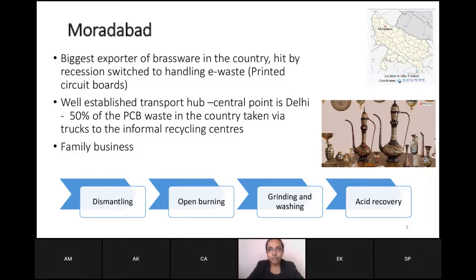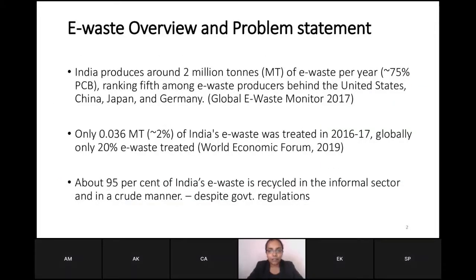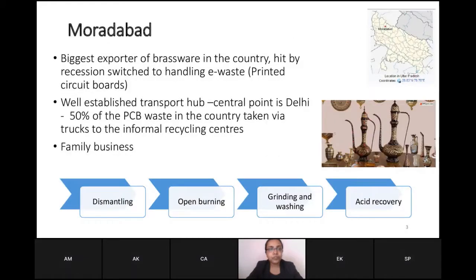It's all happening near urban areas. I'm giving you an example of Moradabad, a town near Delhi, which used to be the biggest exporter of brassware. They are experts in metallurgy and handling metals. Now, because of recession, they can't make a business with these metals, so they have switched to recycling e-waste. Most of this e-waste can be plastics and other things, but 75% of it is printed circuit boards. These boards are collected from Delhi, loaded onto trucks, and taken to Moradabad, where families dismantle and burn them.